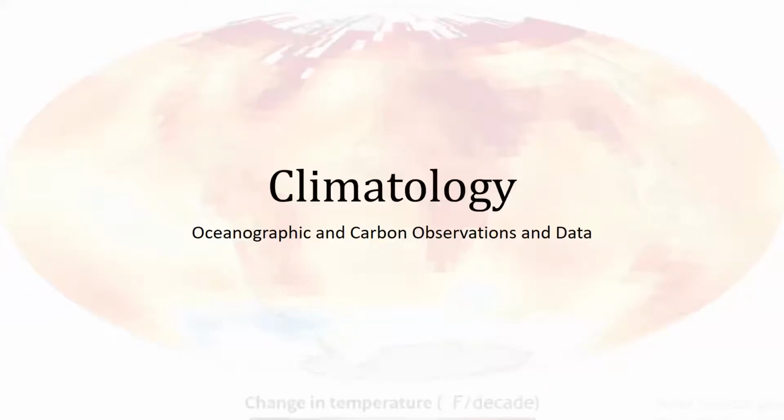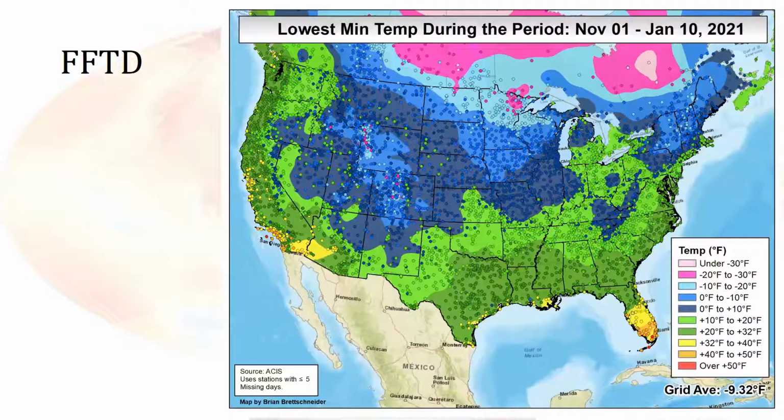Hello, everyone, and welcome to our second lecture on observations and data, and specifically now we're focusing in on oceanographic and carbon observations. So what kind of data do we have related to the other components of climate that we know about?